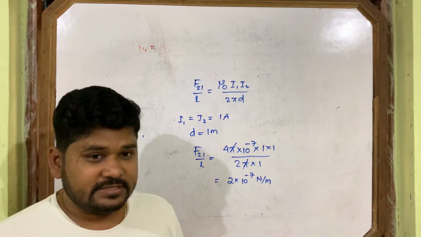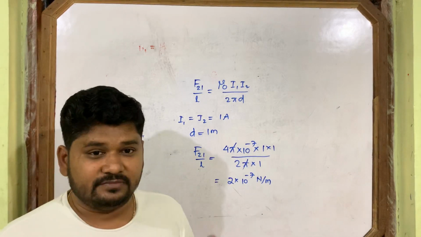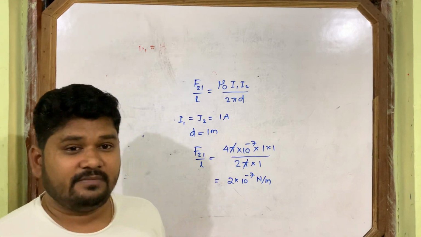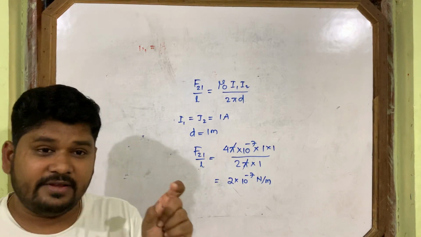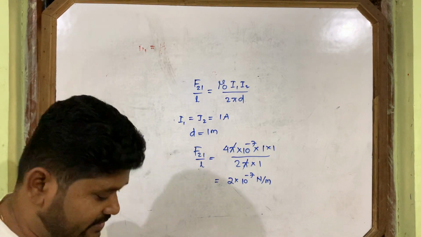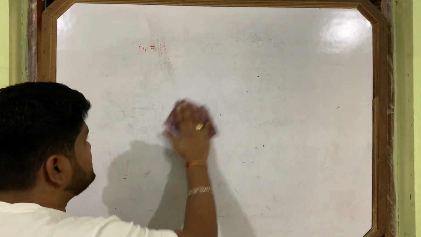Two important words you must not forget while writing this definition. One is in vacuum. Otherwise, some teachers cut the mark here. And the other term you have to write here is attractive force. Don't forget to write those two terms. So this is about force between two parallel currents.